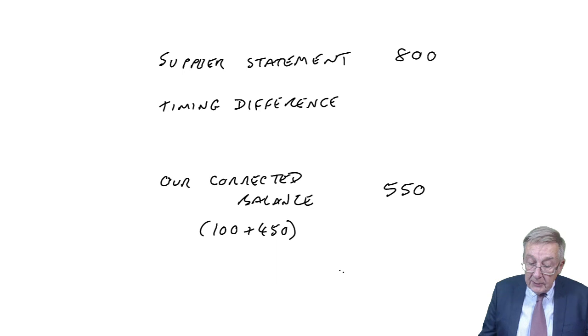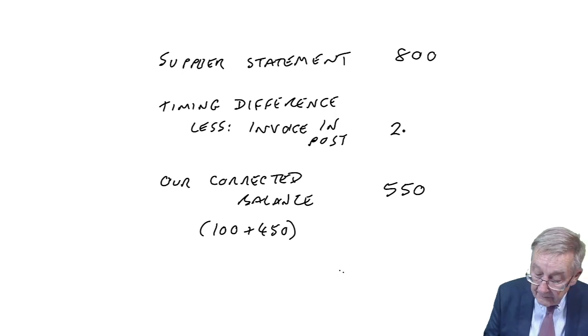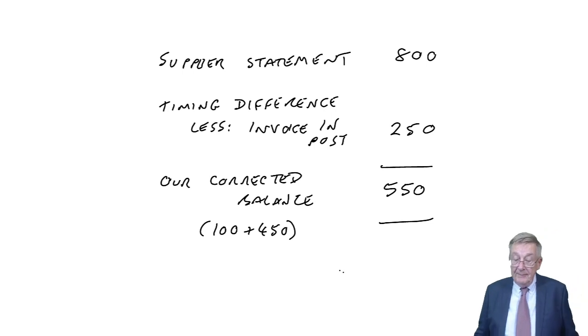And so, how do we explain? Well, less invoice in the post. What was it? 250? And it works. And there we are.